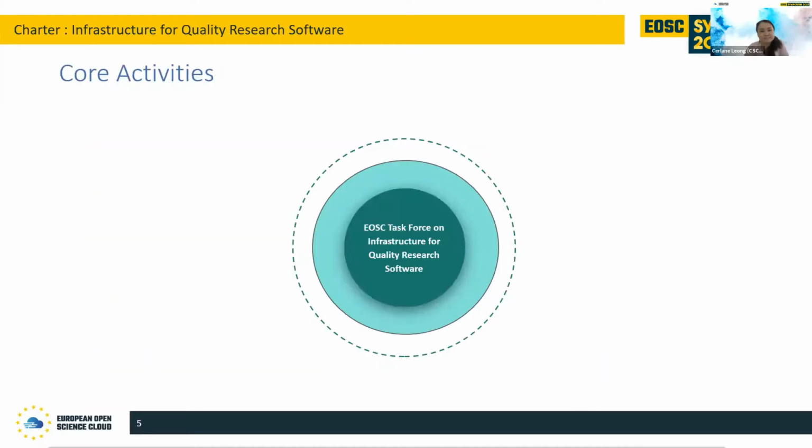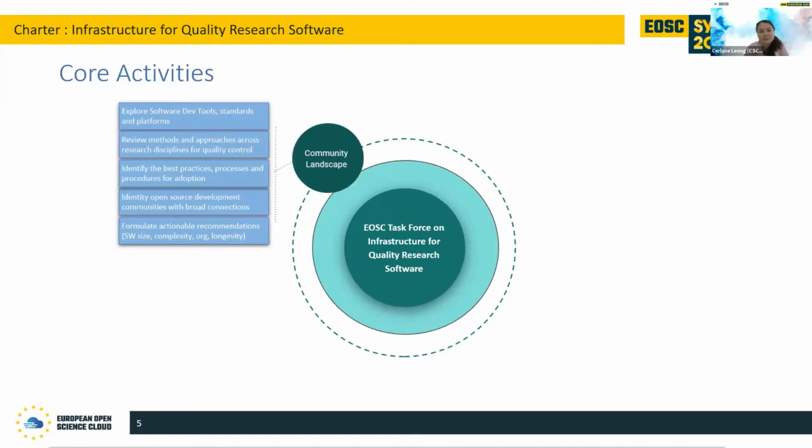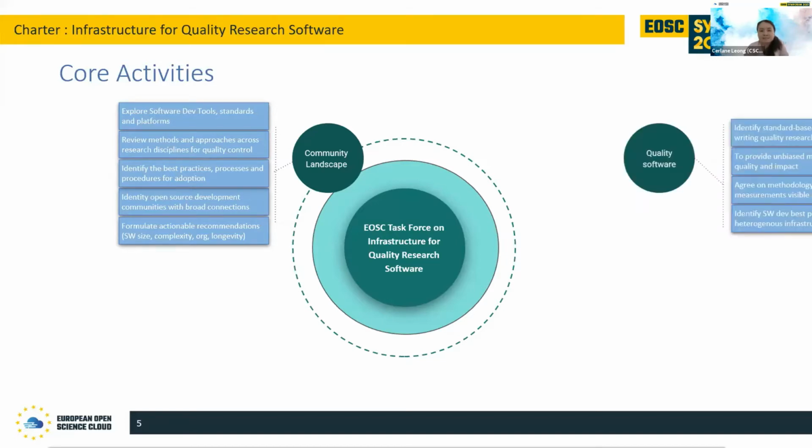Next, please. So these are the core activities. The first one would be the community landscape. What we will be focusing on here is really engaging the community to find out what they are doing: their standards, their tools, their platforms, the approaches, the methods, their best practices, and so on. Ultimately, what we want to get is an actionable recommendation that we can share with EOSC and the users of EOSC.